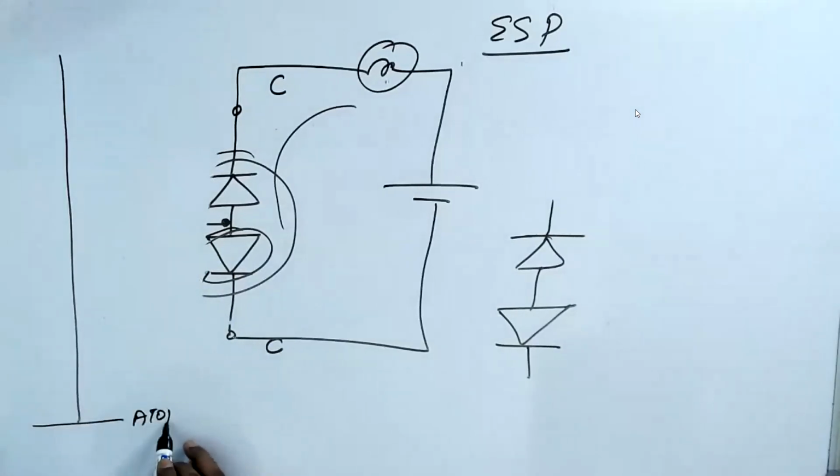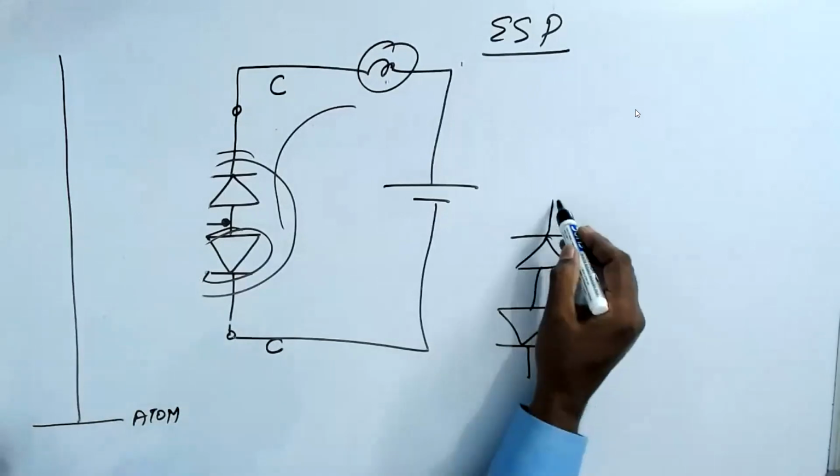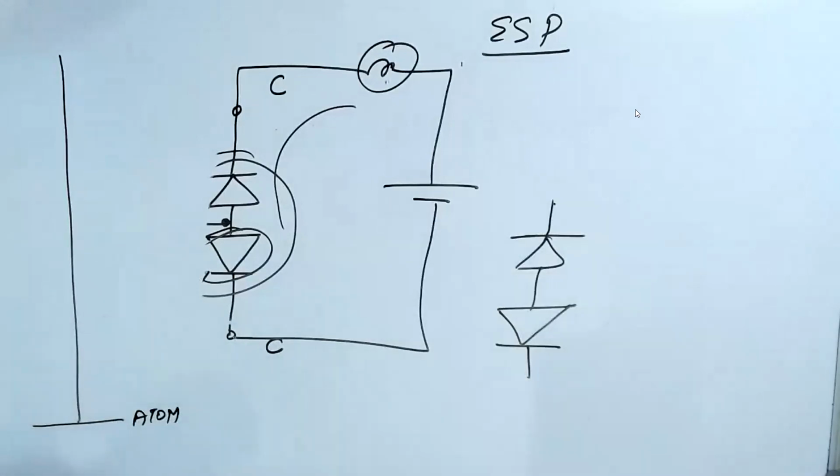Excuse me, sir. Yes. Sir, that below one is emitter or collector, sir? Emitter. Sir, you have written C, sir.